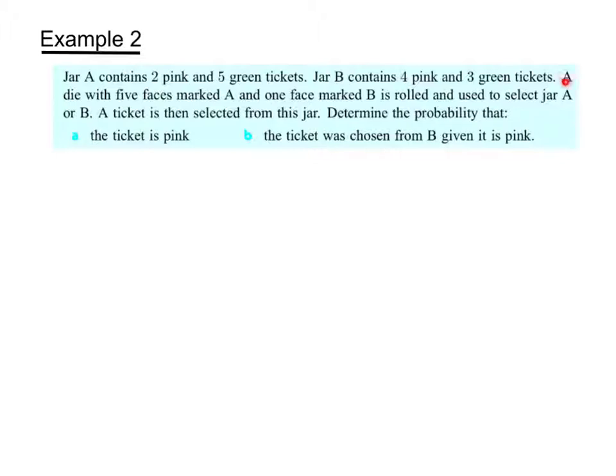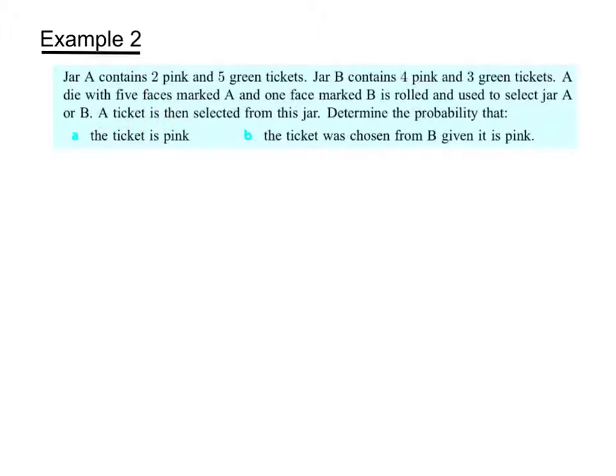A special die is used with 5 faces that are marked A. So not your normal die. 5 out of the 6 faces are marked A, and the remaining face is marked B. And this die will be used to choose the jar. And once the jar has been chosen, then we will select a ticket from this jar.